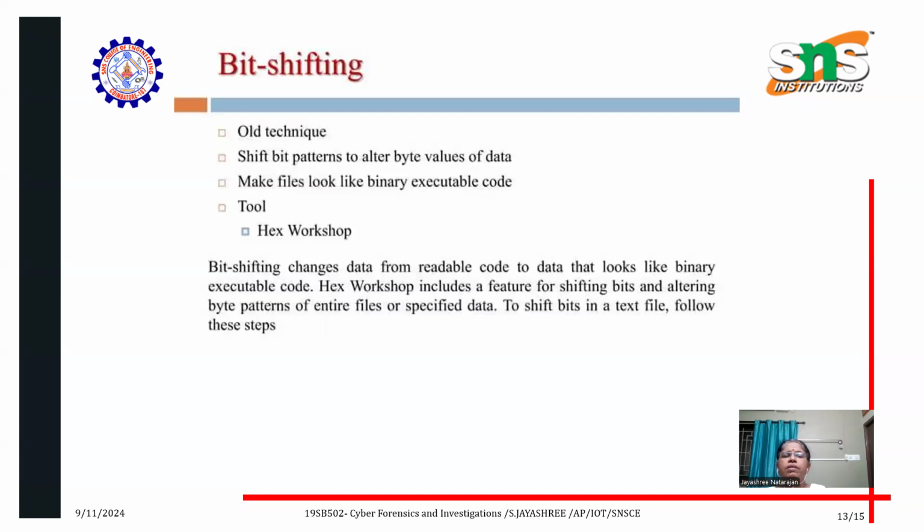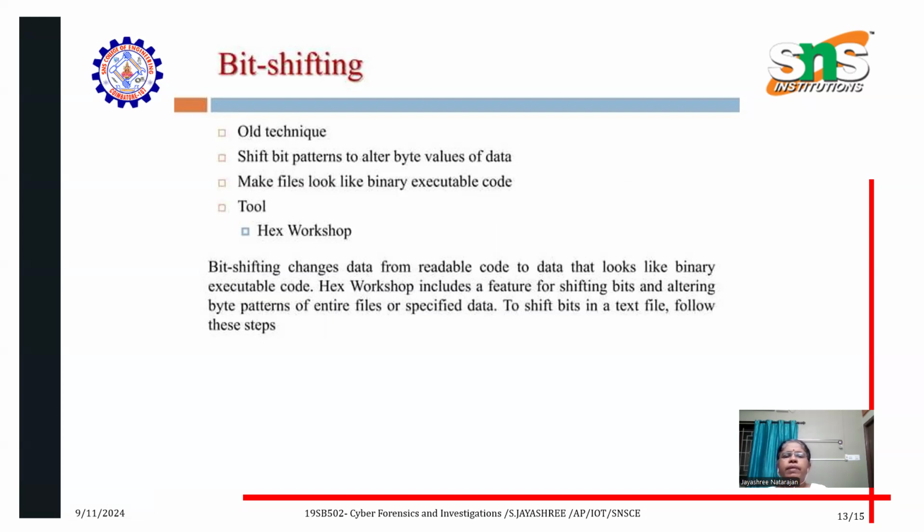Bit shifting. What is it? Bit shifting is an olden technique. Shift the bit patterns to alter byte values of data. So the pattern of the bits is shifted to alter the byte values of data.